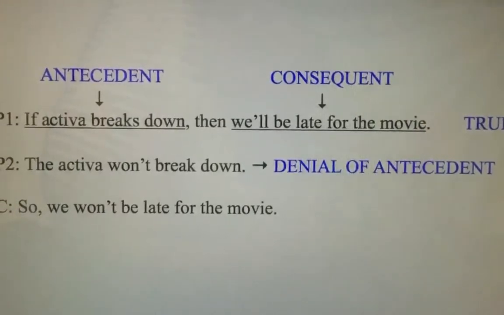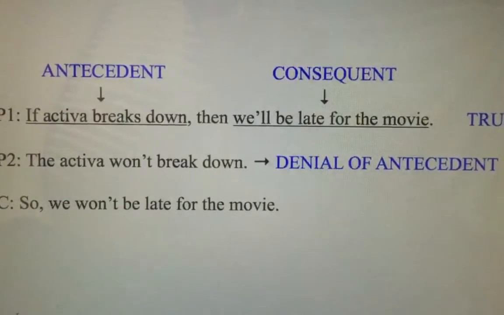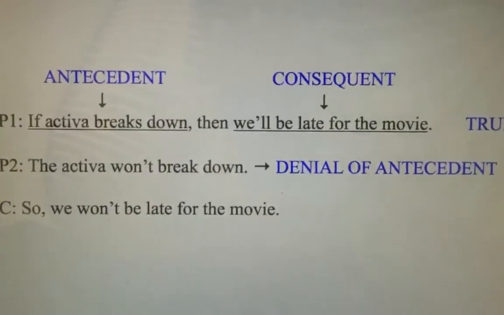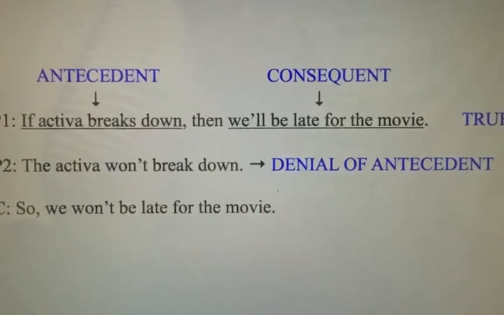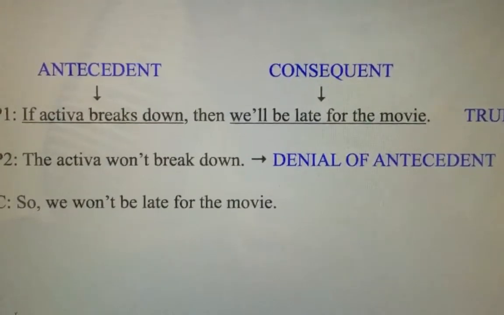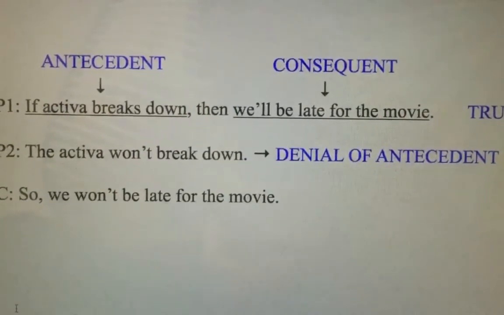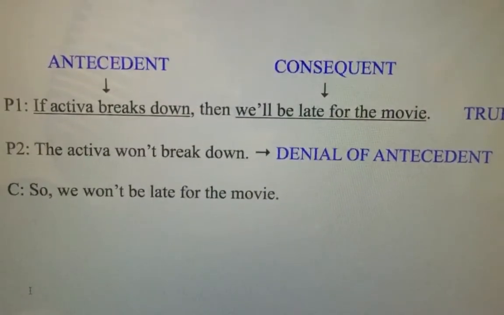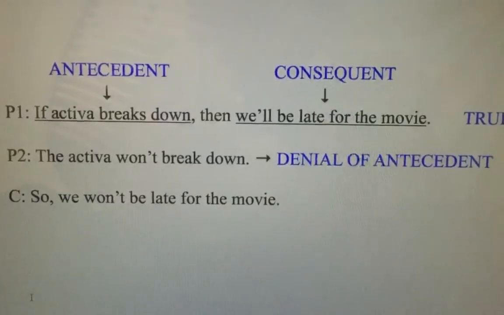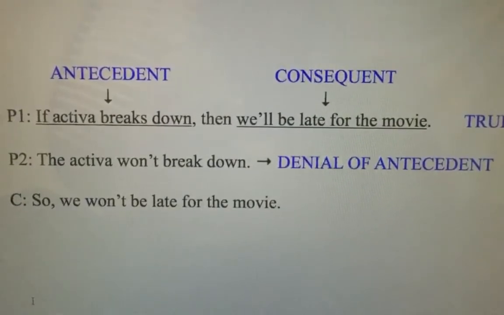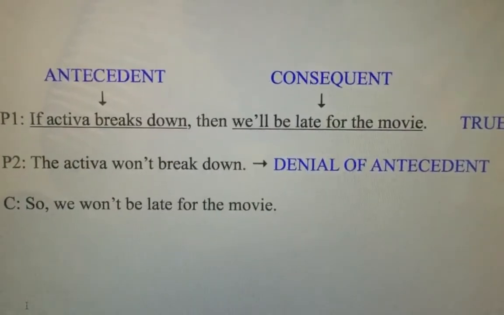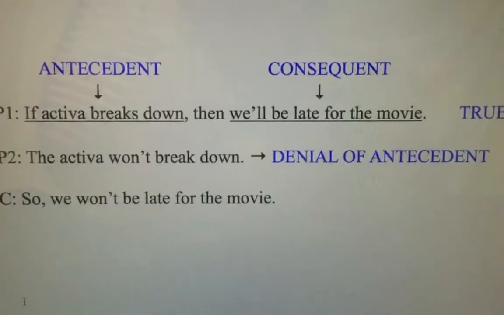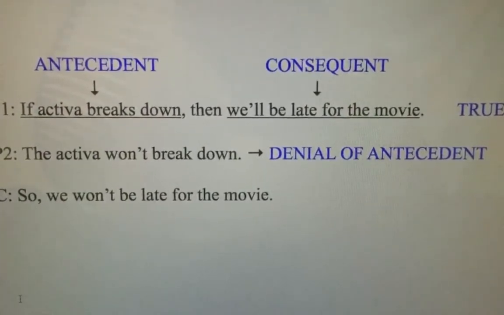So in the denying the antecedent fallacy, here also premise 1 contains if P then Q, premise 2 contains not P, and the conclusion contains not Q. So this example is suitable for the denying the antecedent fallacy. But this whole argument is invalid, as the Activa breaking down is not the only reason they will be late for the movie. There may be anything else that is the reason. So this argument is invalid.